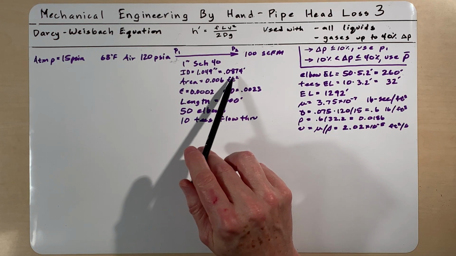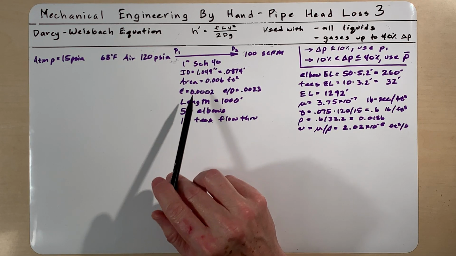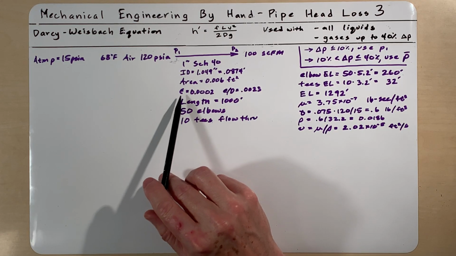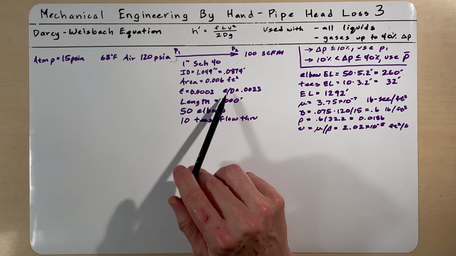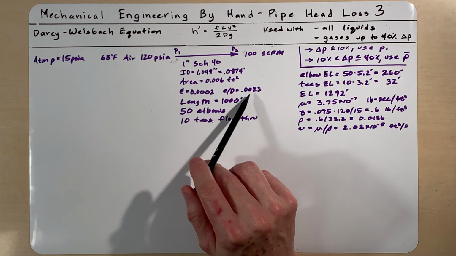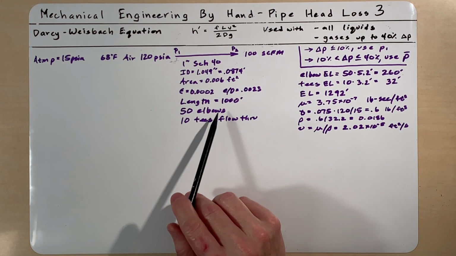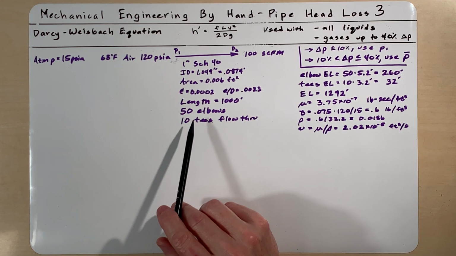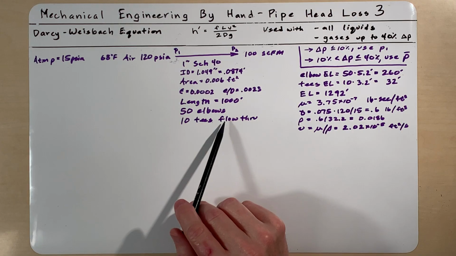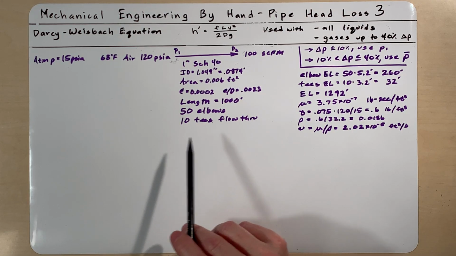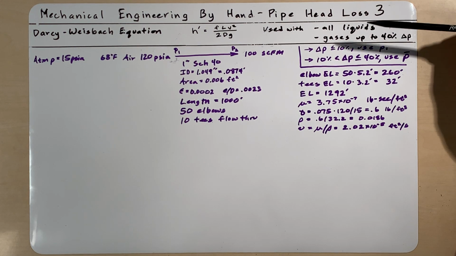The ID is 0.0874 feet. The area is 0.006 feet squared. The specific roughness is 0.0002 feet. E over D is 0.0023. And the length of the pipe is 1,000 feet, and there's 50 elbows and 10 T's where the air is flowing through and not through the branch of the T.